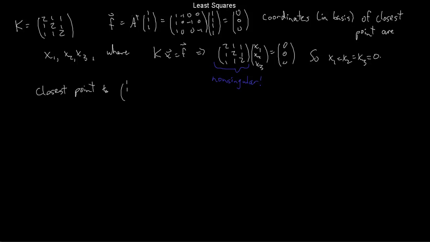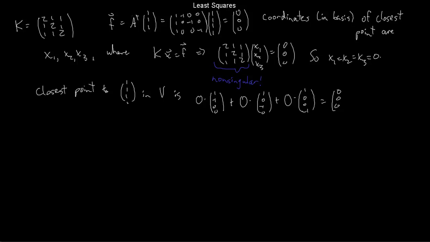And that means that the closest point to 1, 1, 1, 1 in V looks like 0 times the first basis vector, 1, minus 1, 0, 0, plus 0 times the second vector, 1, 0, minus 1, 0, plus 0 times the third vector, 1, 0, 0, minus 1. And everybody knows that that's the 0 vector in R4, which is certainly a member of V, but we were a little surprised not to see anything but the 0 vector, not to see non-zero numbers.